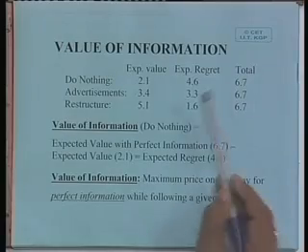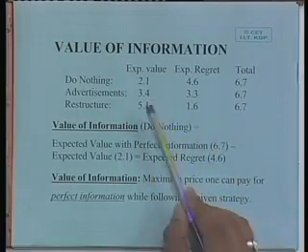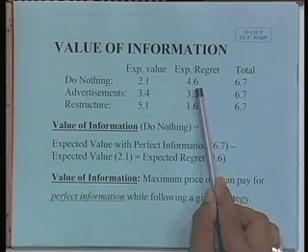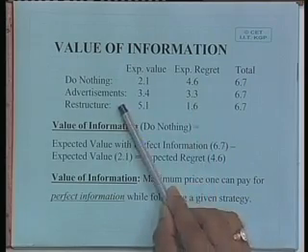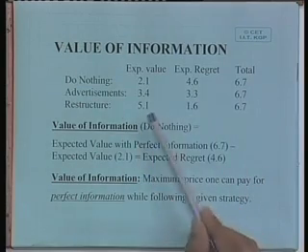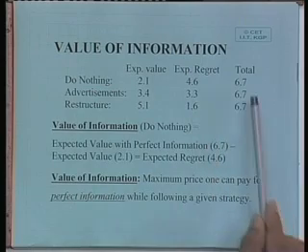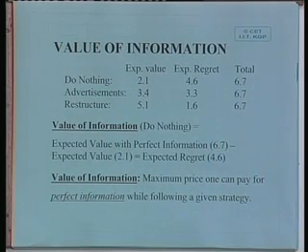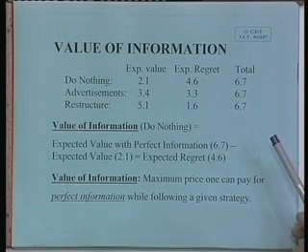Now, some of you might have already guessed that the regret matrix and the expected value calculations are essentially the same thing. The regret matrix is another side of the picture, the same thing looked at from another side. Because of this, it is natural that the following equations hold true. For the do nothing policy, I have put them together. The expected value is 2.1, expected regret is 4.6, the total is 6.7. Advertisements: expected value 3.4, expected regret 3.3, total is 6.7. Restructure: expected value 5.1, expected regret 1.6, and the total is 6.7. So, you see the total is the same in all the cases.